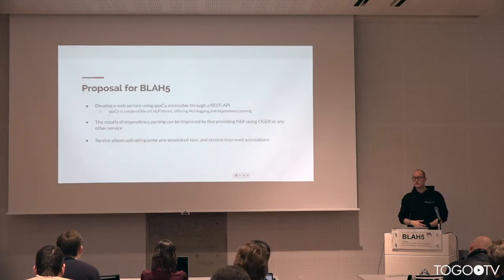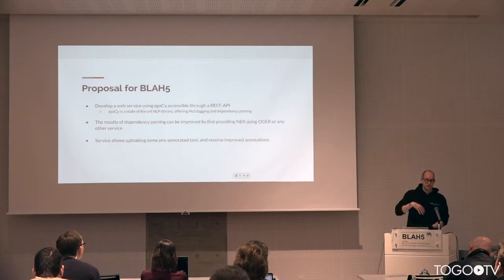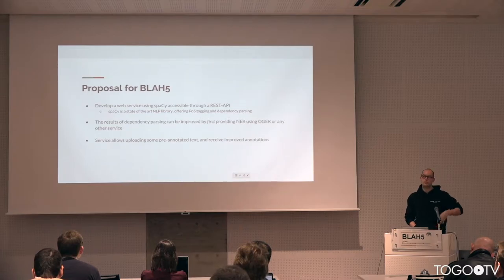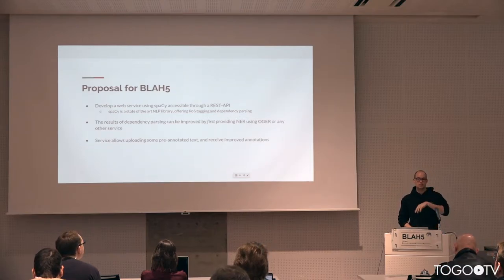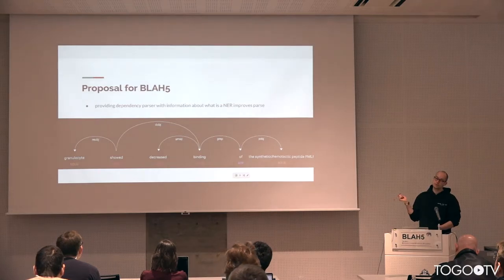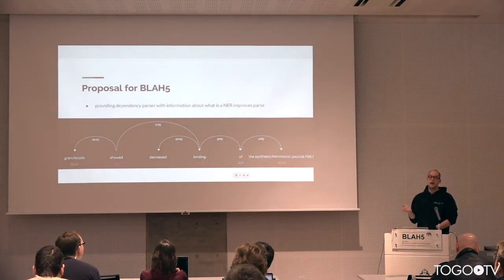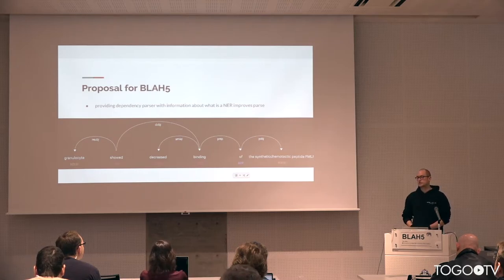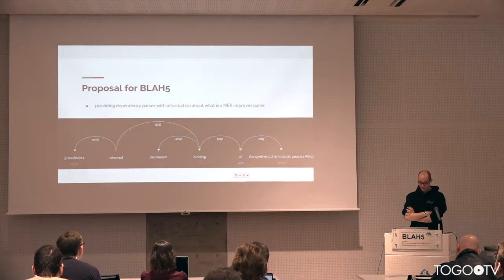what we want to do is that we use either our named entity recognition tool or another entity recognition tool to improve dependency parsers. So spaCy is a well-known dependency parser. We want to implement this as a web service that will provide you with annotations. However, to provide better annotations, we want to first use a named entity recognition tool and then give the named entity recognition information to spaCy so that spaCy can produce nicer dependency parses.